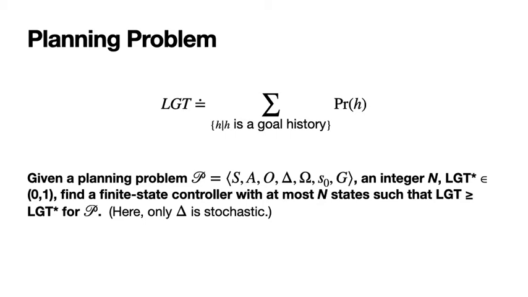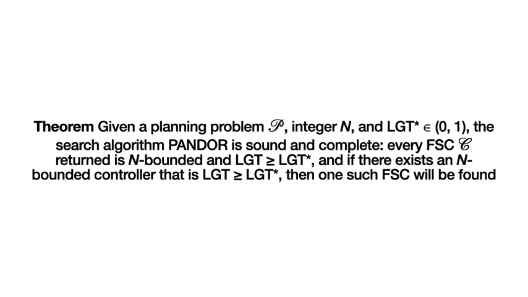What we have is an integer n and a desired likelihood of goal termination LGT star, which is between 0 and 1, and the task here is to find a finite state controller with at most n states, so you don't want it to be unbounded. You want a bounded finite state controller such that the LGT, the likelihood of goal termination from this controller, is at least or better than LGT star, right? So you're aiming for something better for this planning problem. Again, I reiterate that only the transition function is stochastic, okay? So this is the planning problem, and here's a theorem we have.